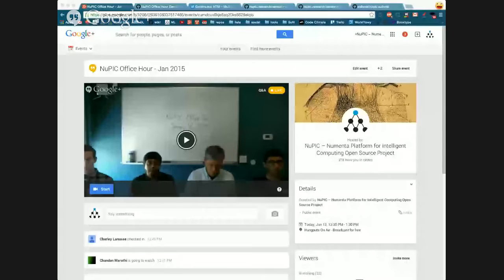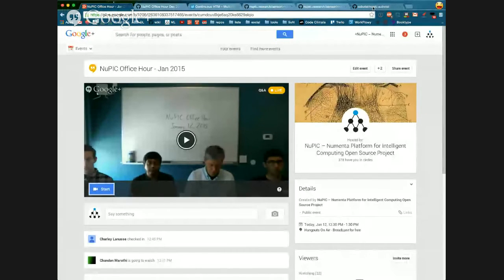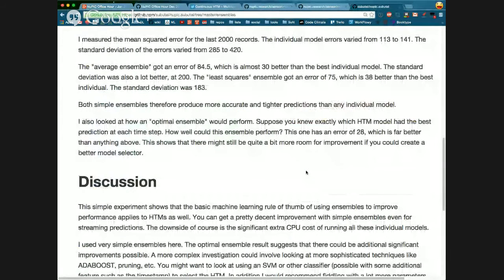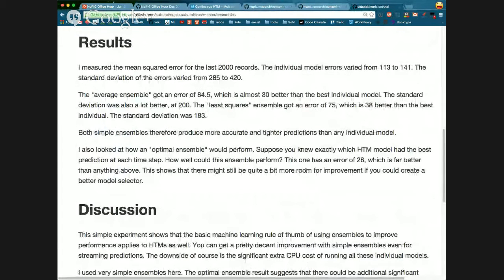So if you go to my wiki, or that readme again, I have some numbers in there. I was actually kind of surprised how well it worked. If you go to the results, I looked at squared error. If you look at any individual model, the errors went from between 113 to 141. But when you took the average of the models, the error dropped down to 84.5, which is quite a bit better than even the best individual model.